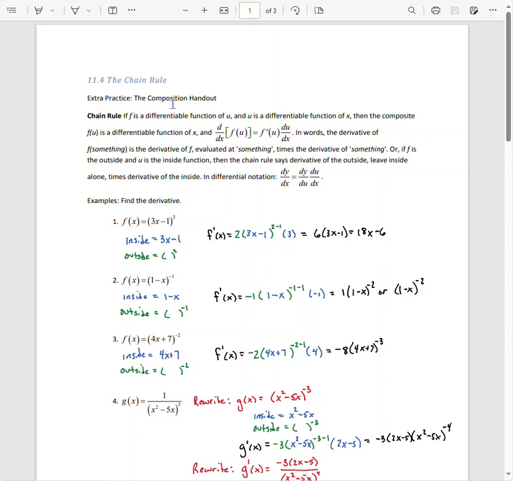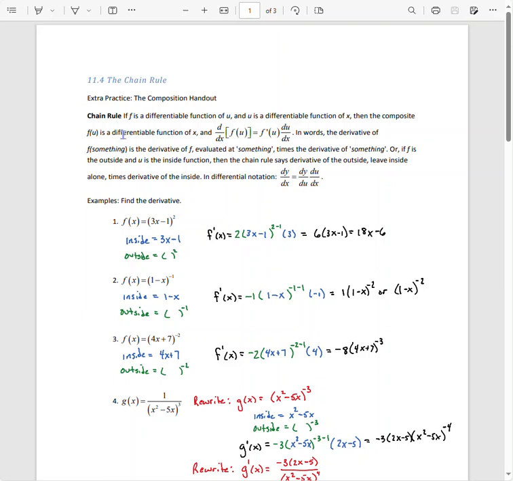If you need a review of what composition of functions consists of, I have a handout that will allow you some extra practice. I'll put it up on Blackboard and link it in this video. I really should write that down. I'll do it though. Let's talk about the chain rule.